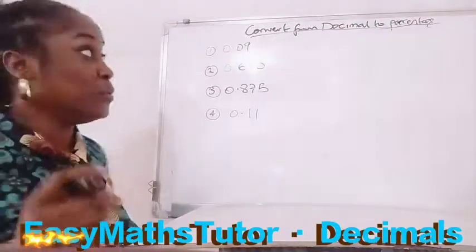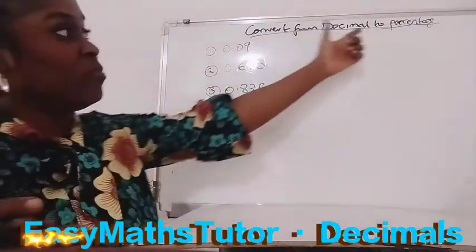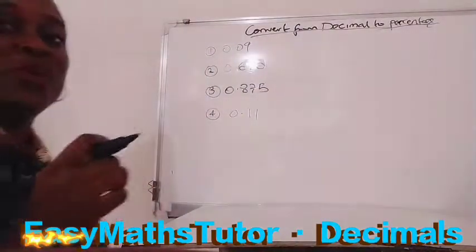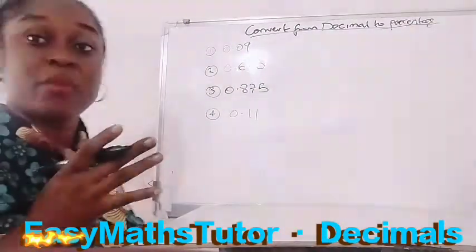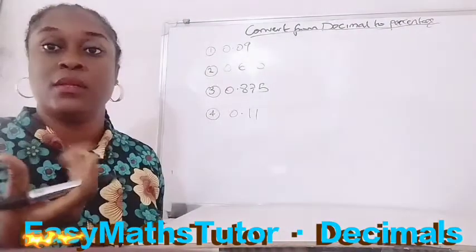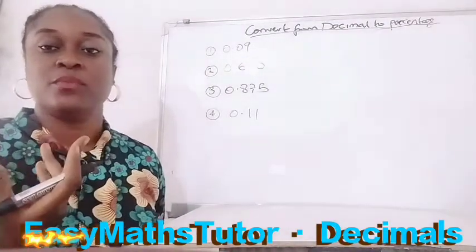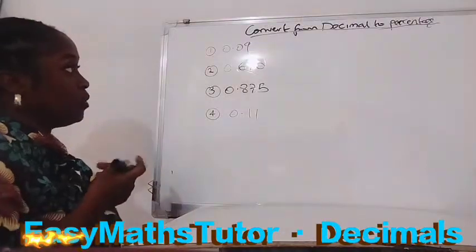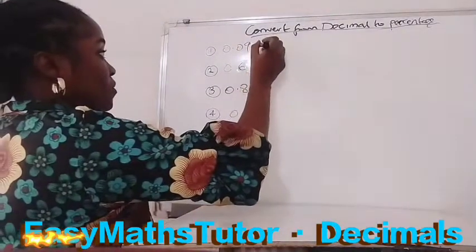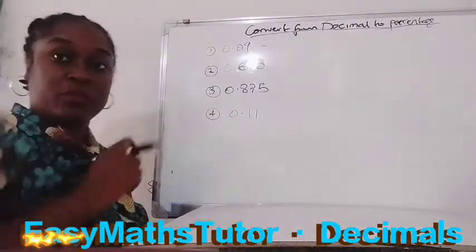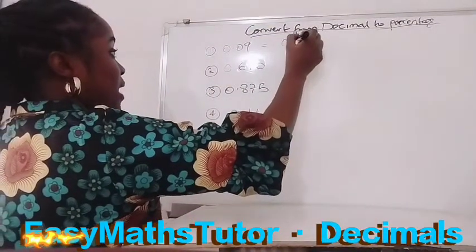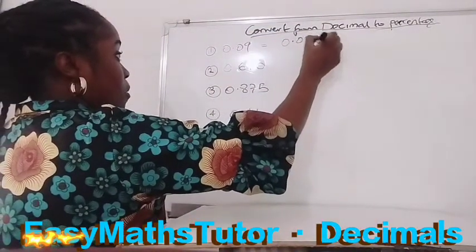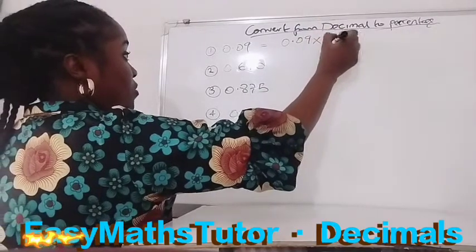Let us continue. We'll convert from decimal to percentages. Okay? So it's simply representing a decimal as a percentage. So now, the first decimal is 0.09. Converting it is simply multiplying it by 100%.